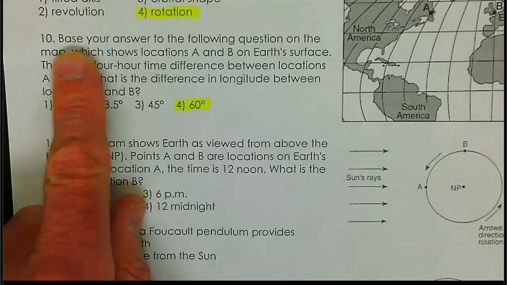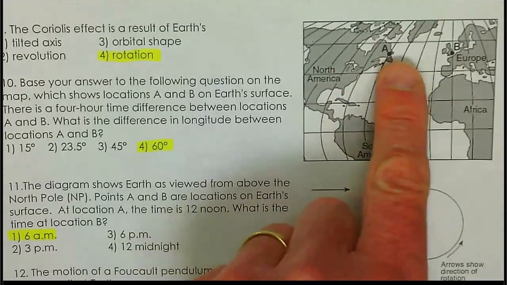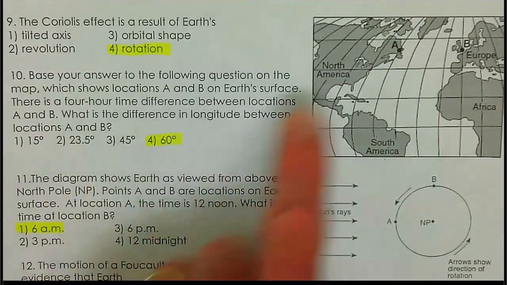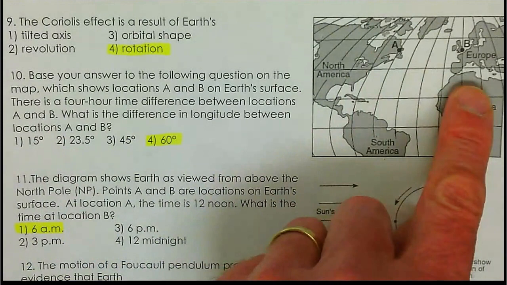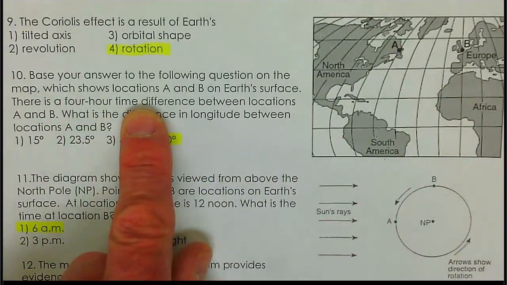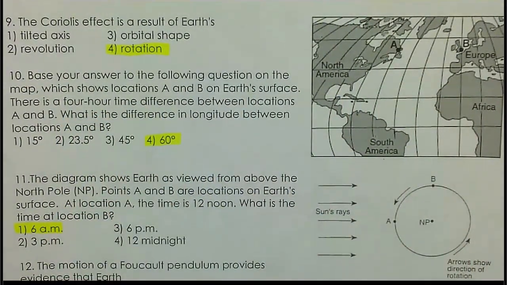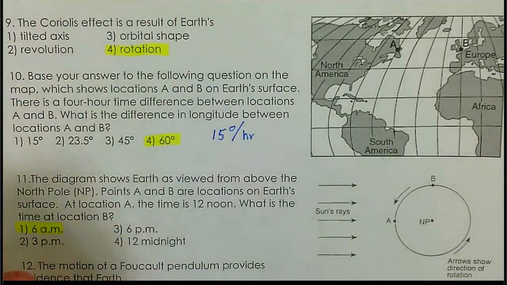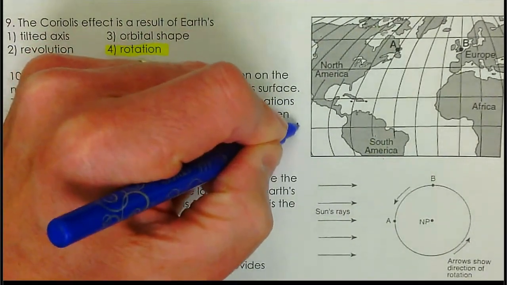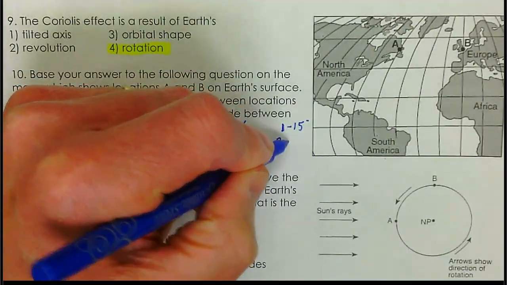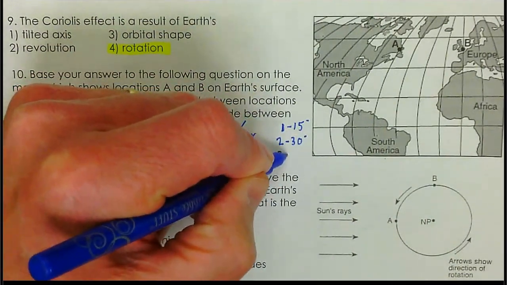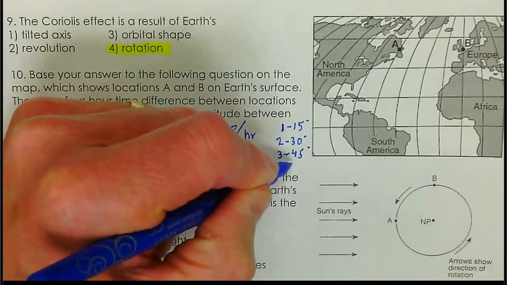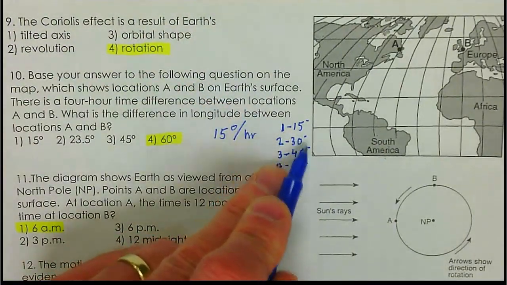10. We got this map here. I got A and B again. What is the difference in longitude? So how many longitude differences are there from A to B? And they tell us that there's a 4-hour time difference. Well, I know the Earth spins 15 degrees per hour. So that means in 1 hour, there would be a 15-degree difference. In 2 hours, there would be a 30-degree difference. In 3 hours, there would be a 45-degree difference. And in 4 hours, we get a 60-degree difference. We just keep adding 15 degrees.